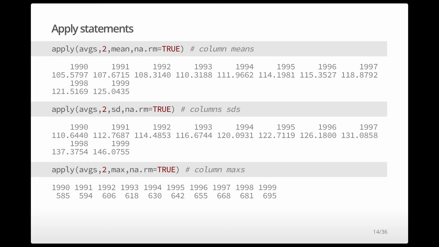But these are additional arguments to pass to this specific function. So apply doesn't have an argument called na.rm. Apply says, take this, go over the columns, use the mean, and then we're going to pass this argument, na.rm, to mean or standard deviation or whatever, just so it knows to remove missingness if it's there.